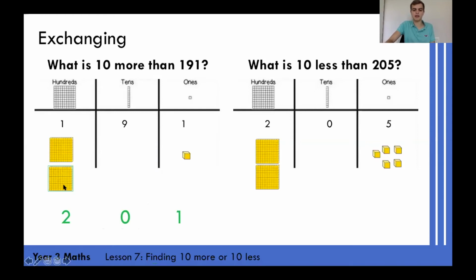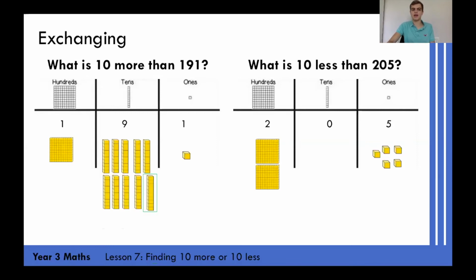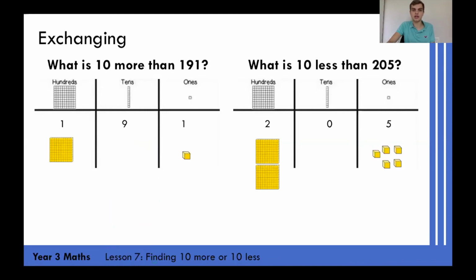Let's go back and do that again. So here I had 9 tens, I added a 10 because I'm finding 10 more. I've got 10 tens. 10 tens is the same as 100. So I'm going to take all of those tens away and I'm going to exchange them. I'm going to change them into one lot of 100. So 10 more than 191 is 201. Fantastic. Let's have a look at this number then over here. This time I want to find 10 less than 205 and I've made my number 205.